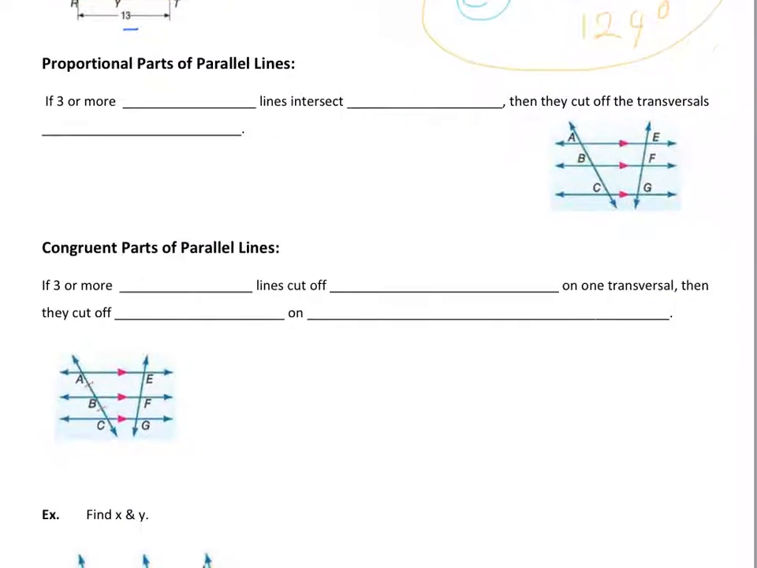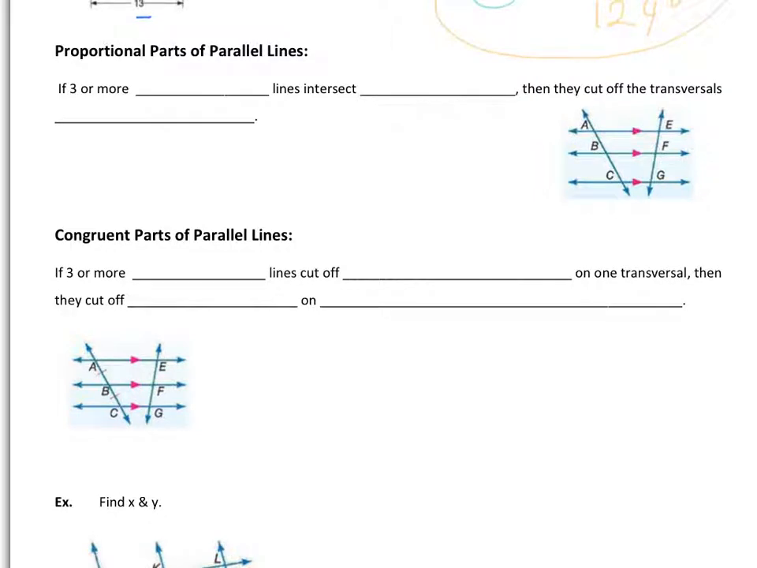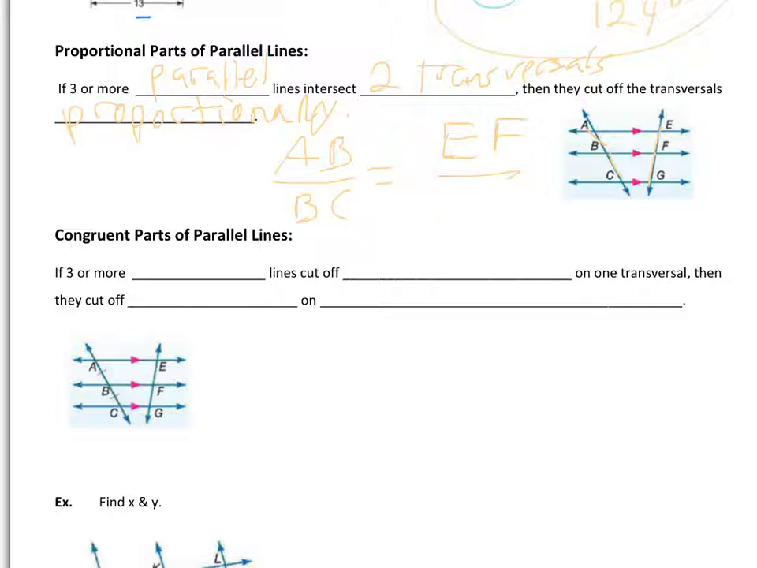Okay, and proportional parts of parallel lines. If 3 or more parallel lines intersect 2 transversals, then they cut off the transversals proportionally, which means that AB and BC are going to be proportional to EF and FG. Okay?